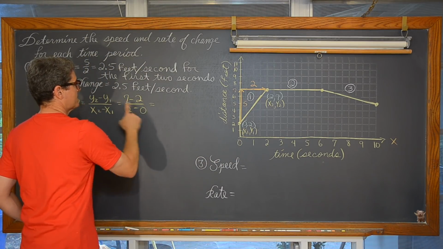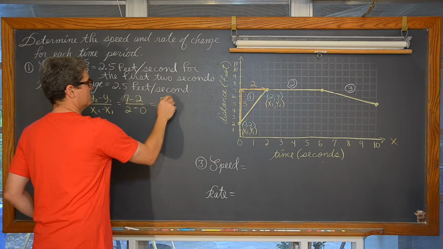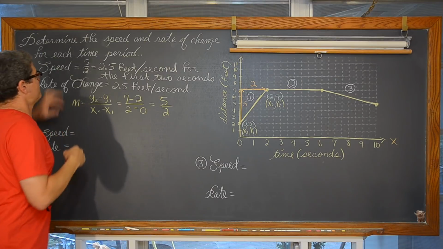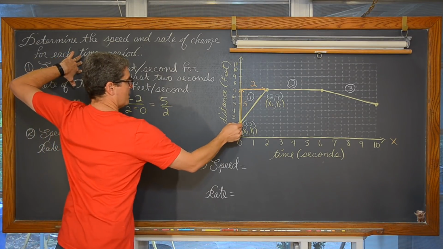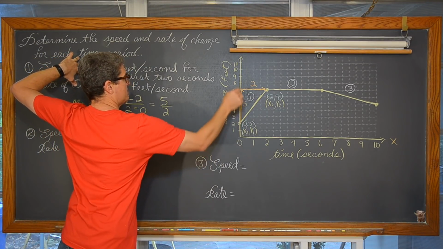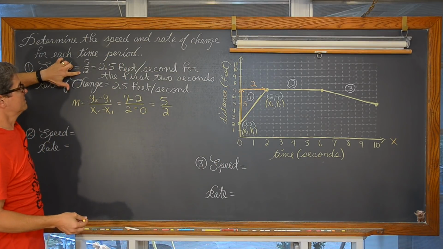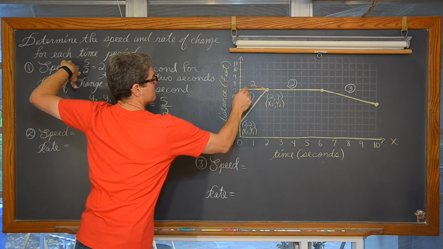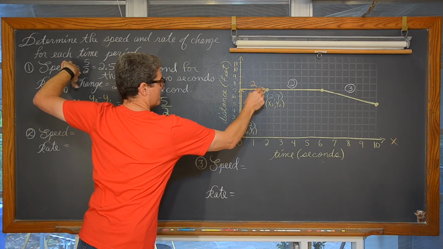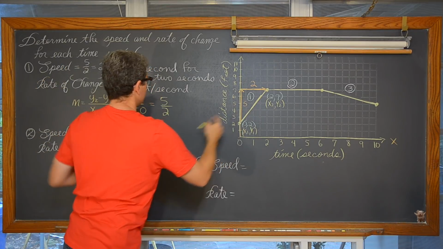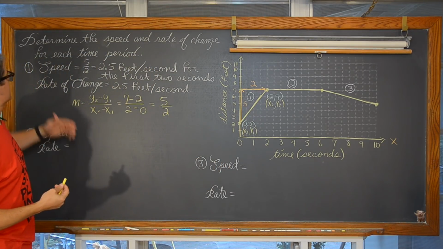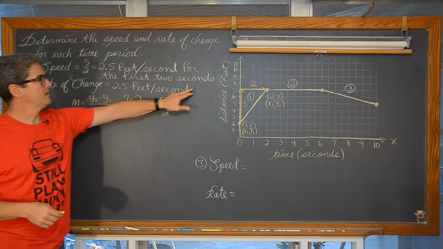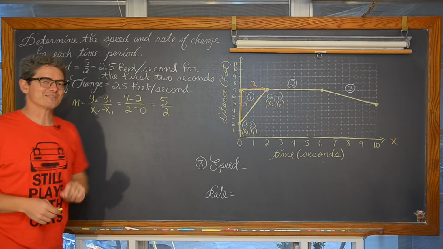And of course, we get that same (7 minus 2) over (2 minus 0), which is 5 over 2, equal to 2.5. That 5 halves that we noticed by counting up 1, 2, 3, 4, 5, that change in y over the run, the change in x, which is 1, 2, or 1 and a half, 1 and 1/2, and then finally 2. But either way, our rate of change is positive 2.5 feet per second for the first 2 seconds.